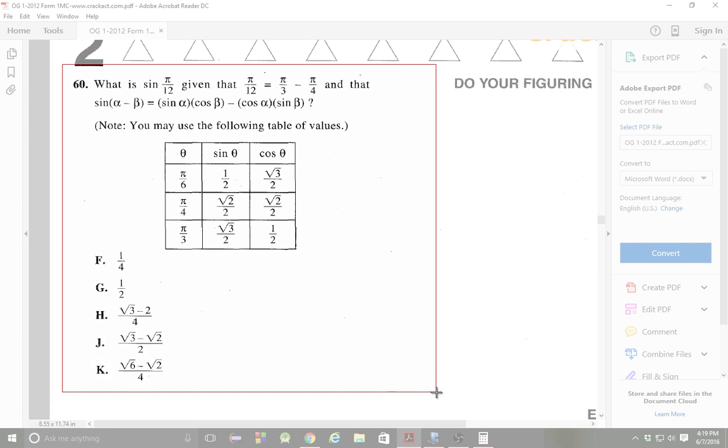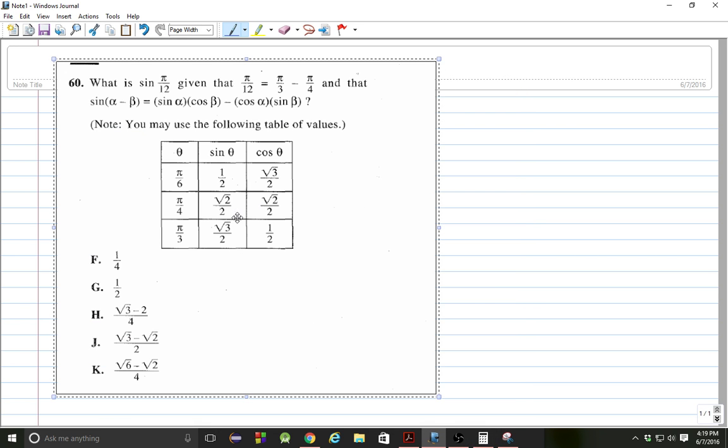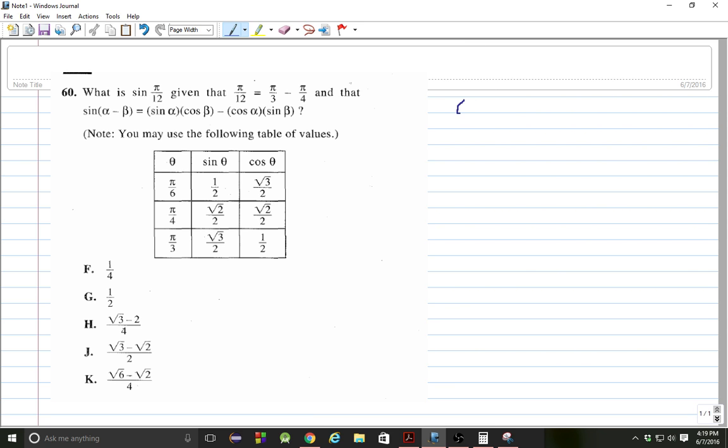This is going to be a simple substitution problem. What is sine of pi over 12, given that pi over 12 equals pi over 3 minus pi over 4, and that the sine of alpha minus beta equals sine of alpha cosine of beta minus cosine of alpha sine of beta? Okay, so in this case, alpha, or A, equals pi over 3, and then beta, or B, equals pi over 4.